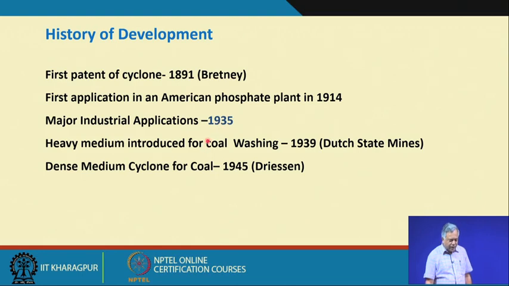And even in this hydrocyclone, in place of water, we have introduced some kind of a suspended heavy medium, and that we started using for coal washing. That was started in the Dutch state of Mainz in 1939, and they are known as dense medium cyclones for coal. Of course, we are not going to discuss these two. We will focus more on this hydrocyclone, because this is mostly important in mineral processing operations.